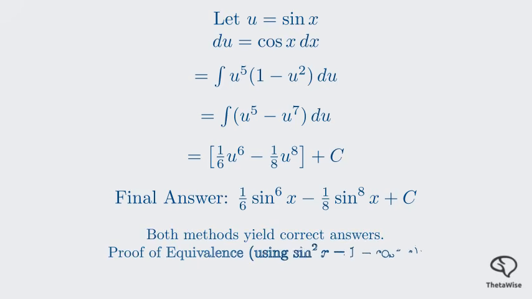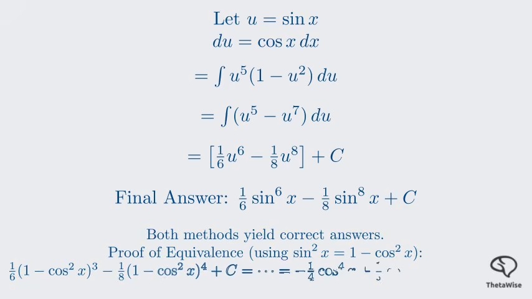Let's do a quick check. If you substitute sine squared equals 1 minus cosine squared into our second answer, you can rearrange it to get the first answer, up to the constant of integration. So, both solutions are correct.